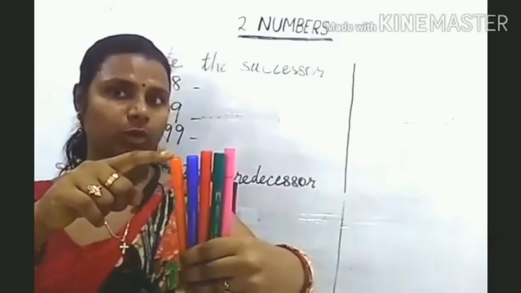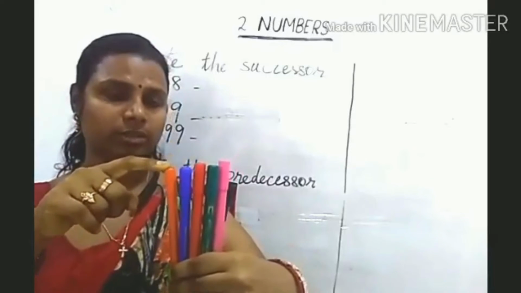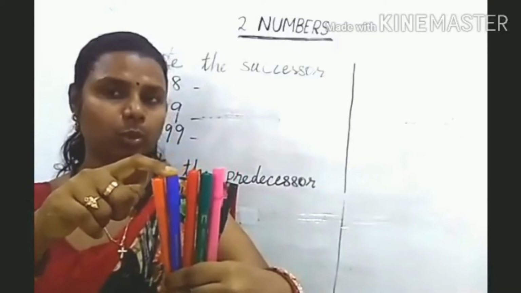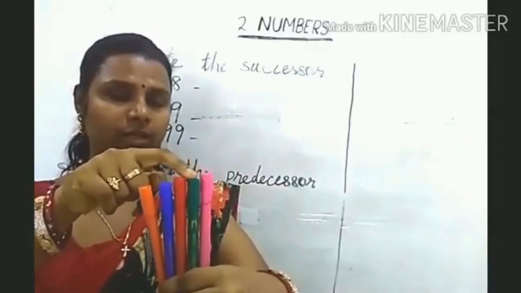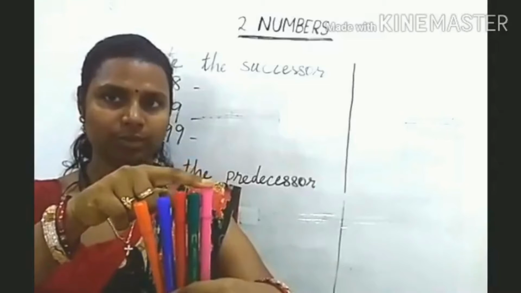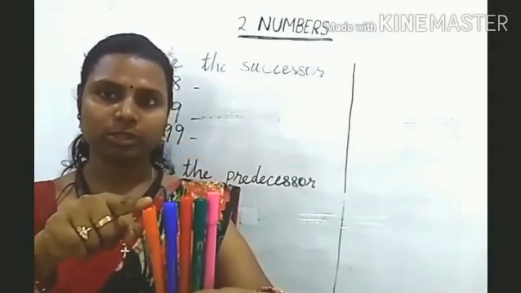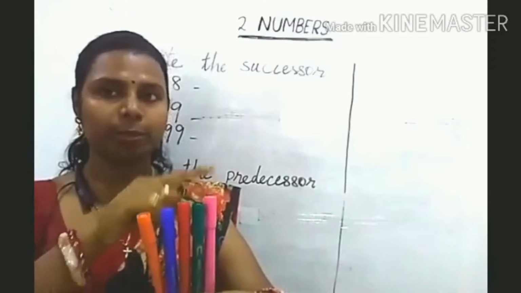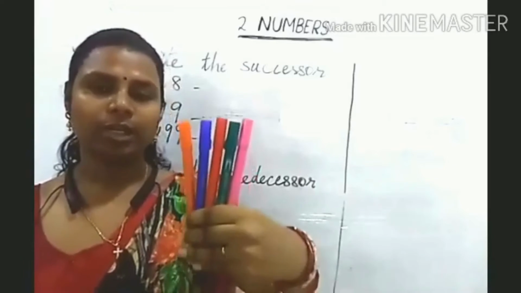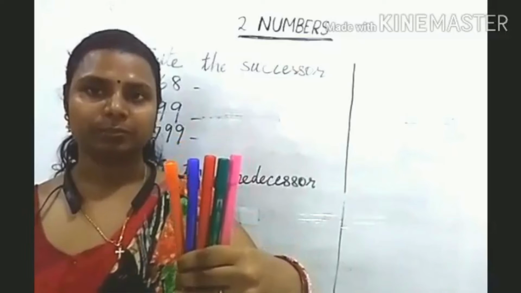What is the first one? Orange color, second blue, third red, fourth green, then pink. Okay. Now first one is orange, second blue, red, green, pink. We have 5 sketch pens here.